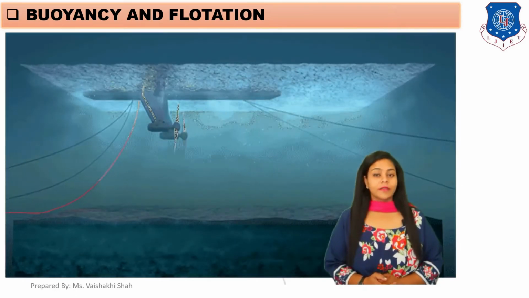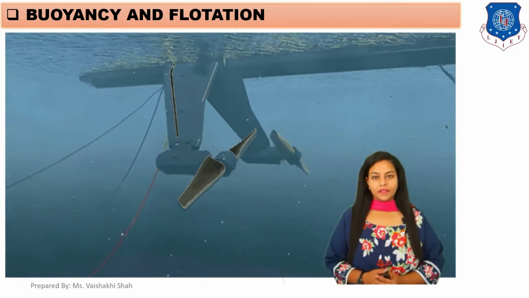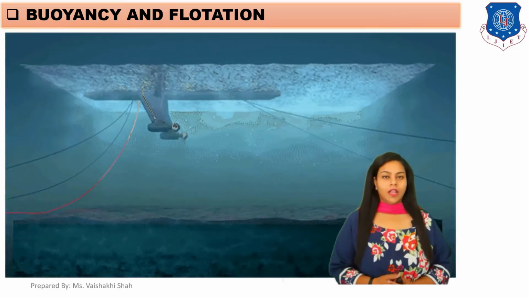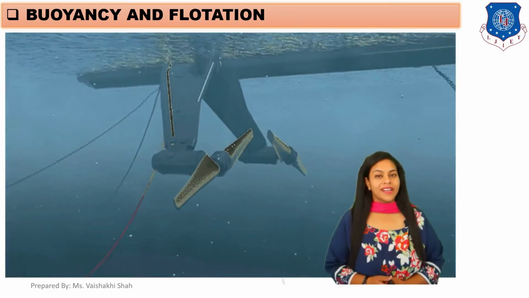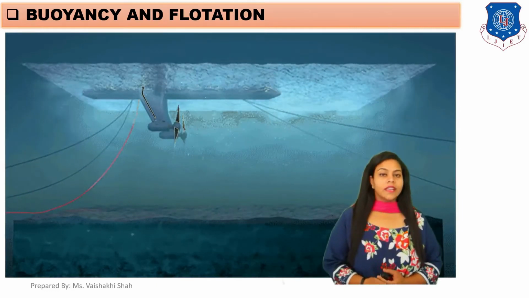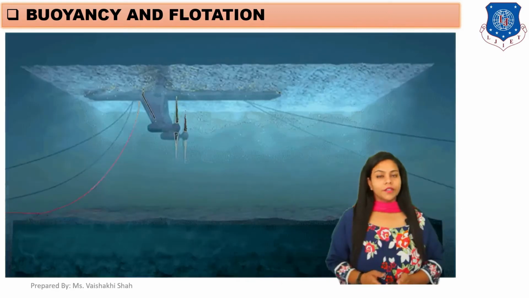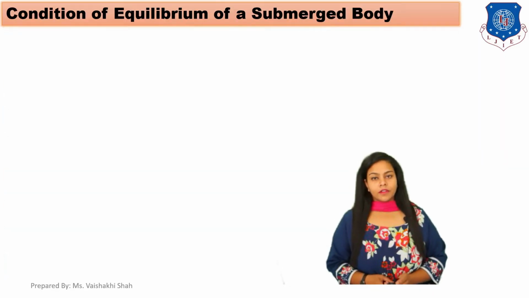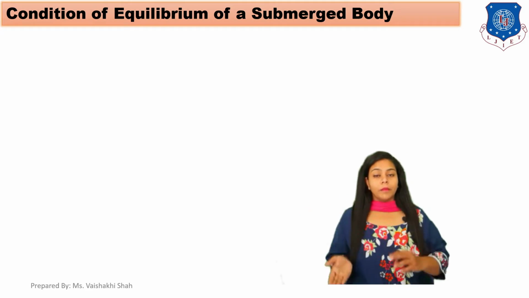Now in our subject, which is called Fluid Mechanics and Hydraulics, we started the topic which is buoyancy and flotation. We derived the analytical method to determine metacentric height. Now in today's lecture we are going to study some equilibrium conditions for floating and submerged bodies. So let's start. First theory is condition of equilibrium of a submerged body.